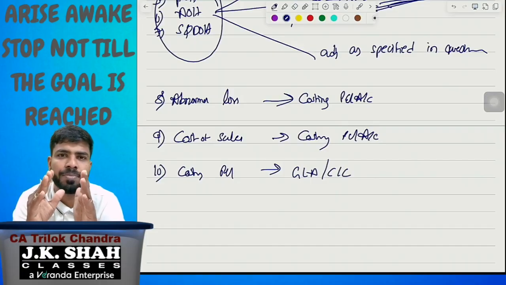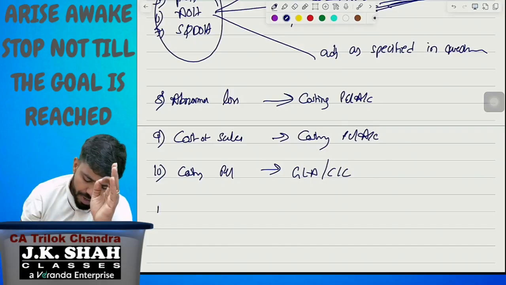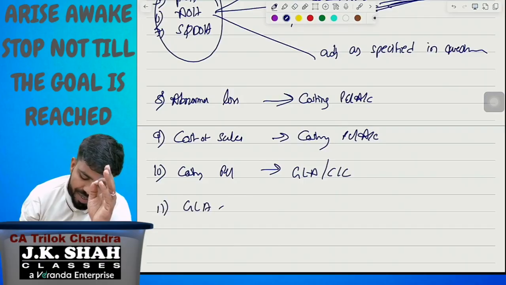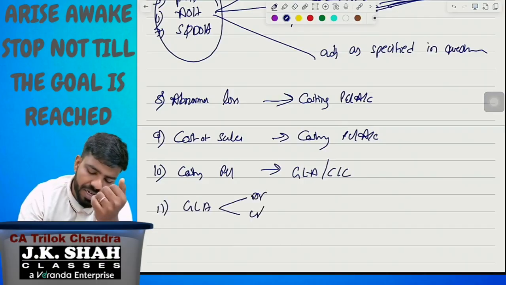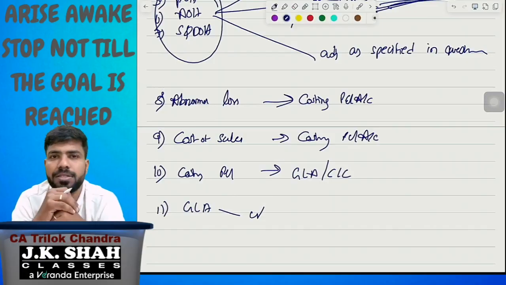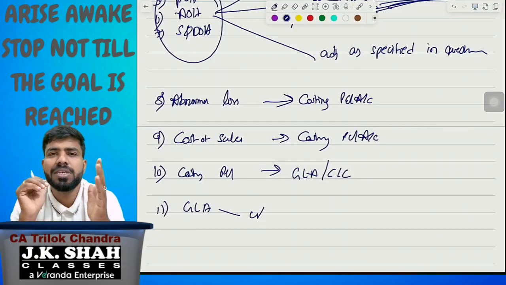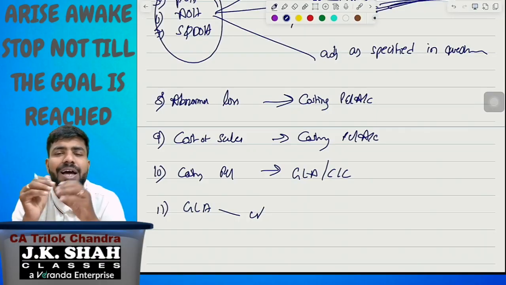At last, number 11, the GLA account will be tallied and will show a debit balance or credit balance. Obviously, normally it will be a credit balance. All of you clear about this? This is how we need to pass the journal entries under the non-integrated system.